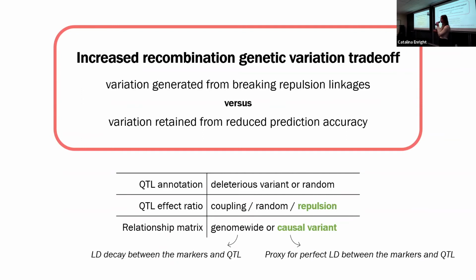The causal variant relationship matrix was something unique that we could do with a simulation because we knew the exact locations of our QTL, and so we could feed those right into the model. And that's a proxy for perfect LD, or maybe you got really good at positional cloning and you knew the locations of all your QTL.